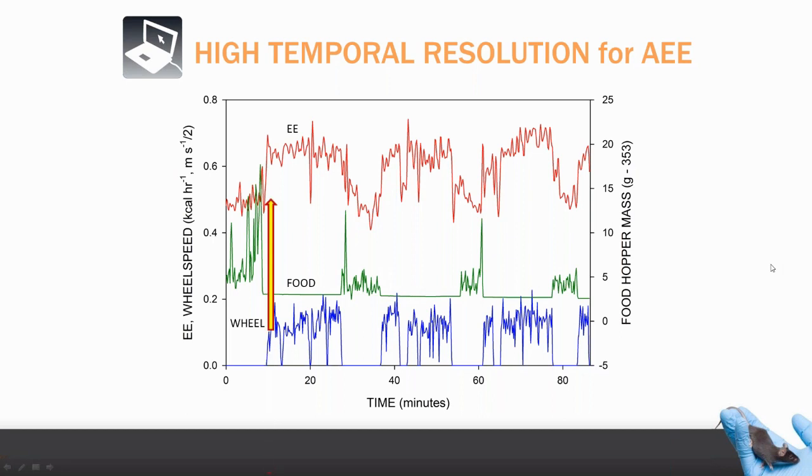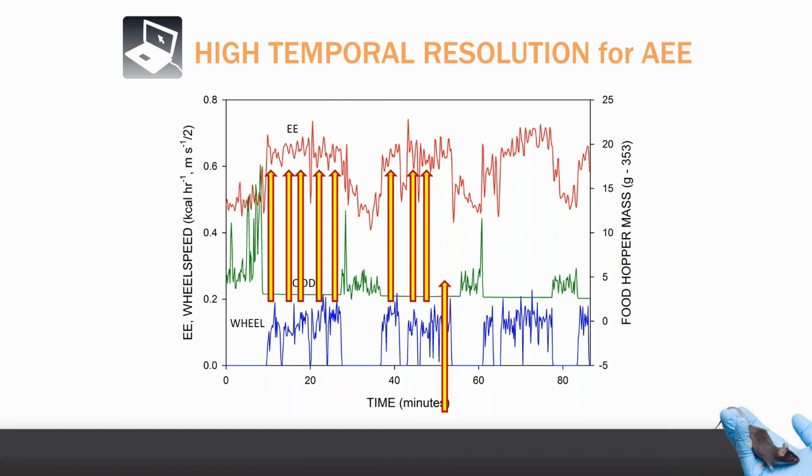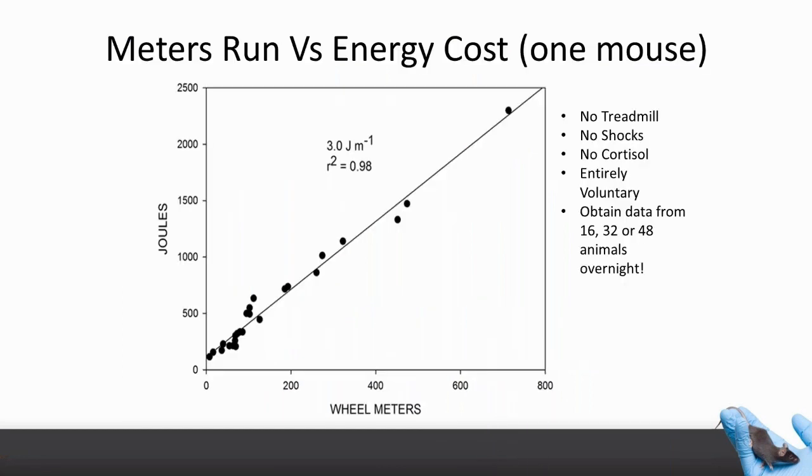And so we can take these individual bouts of wheel running and energy expenditure, and we can go ahead and determine what the relation is between them, and we generally get really, really good tight correlations. The nice thing here is that you do not require a treadmill to get this kind of information. There are no shocks involved, there's no cortisol, it's entirely voluntary, and you can obtain information from all of the animals in a whole system overnight.